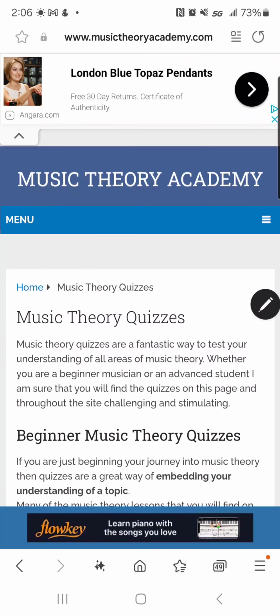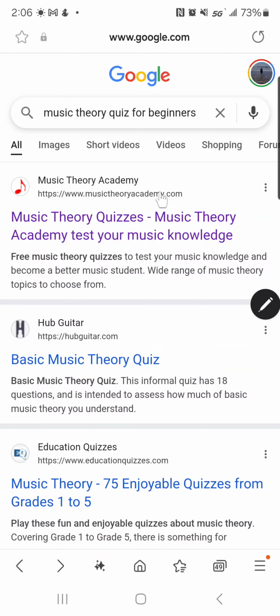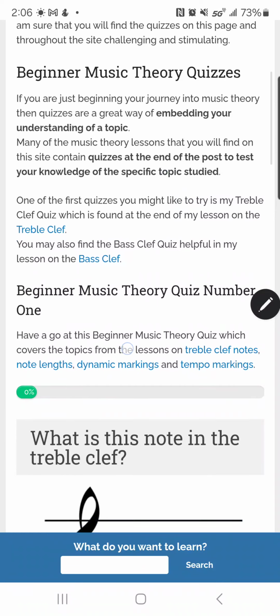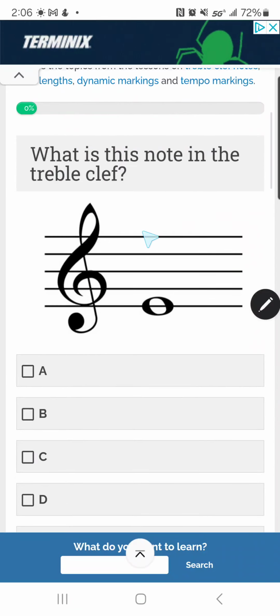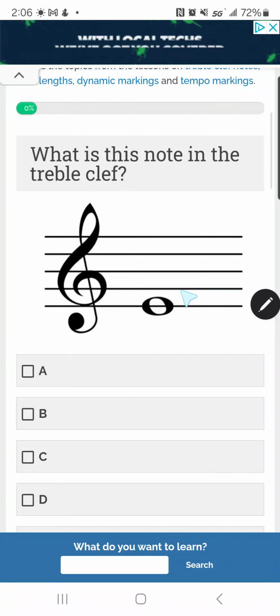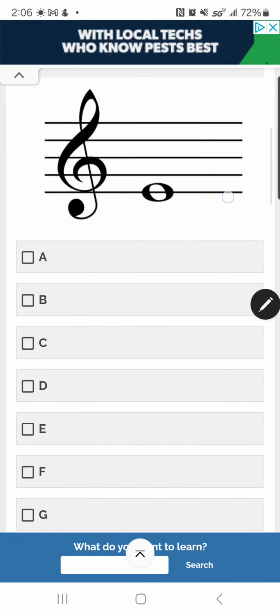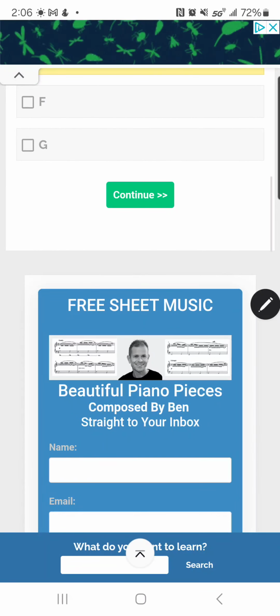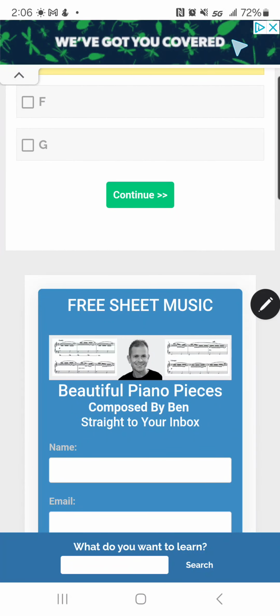I also just Googled music theory quizzes for beginners. I clicked on this first thing here. If you scroll down, what is this note in the treble clef? If we know this is a G, we go lower, F, E. This happens to be an E. So there's ways that you can kind of quiz yourself at home.